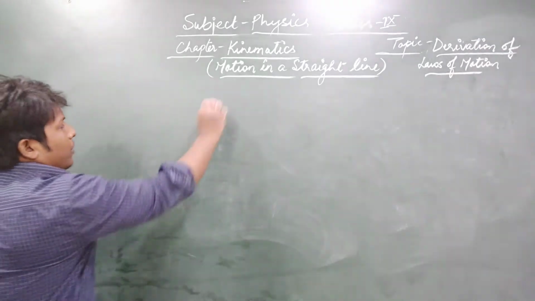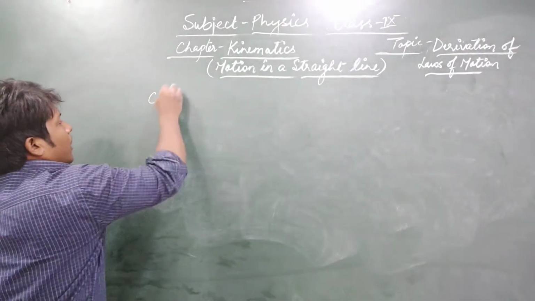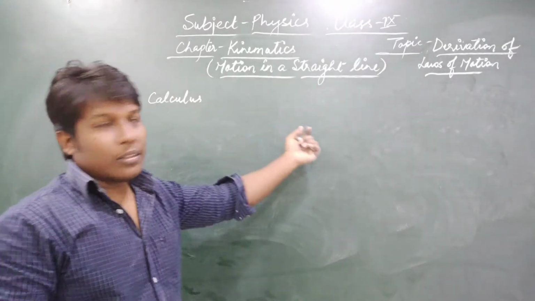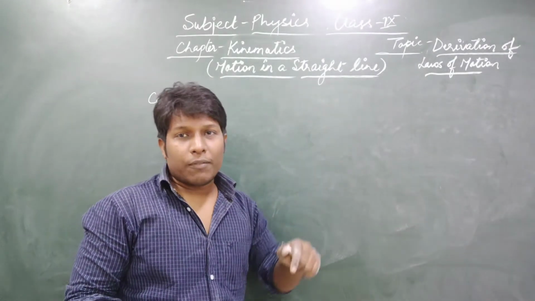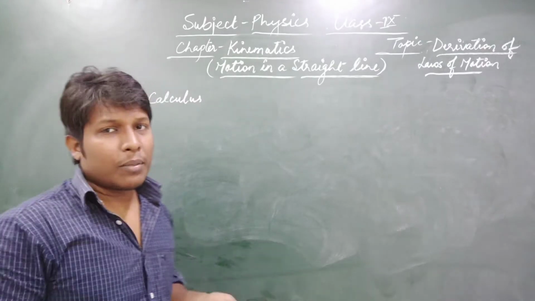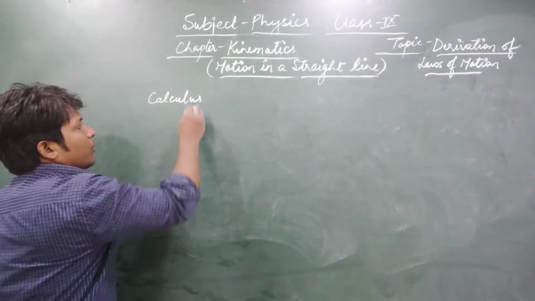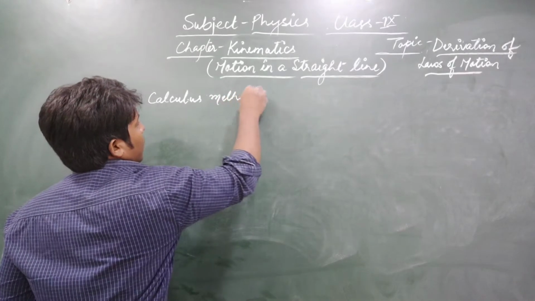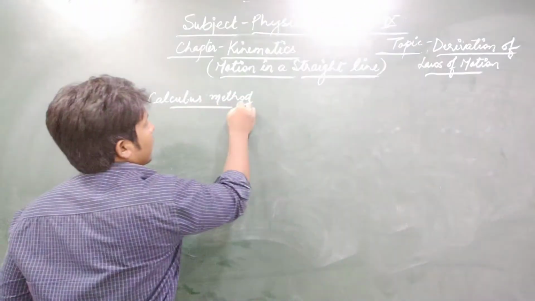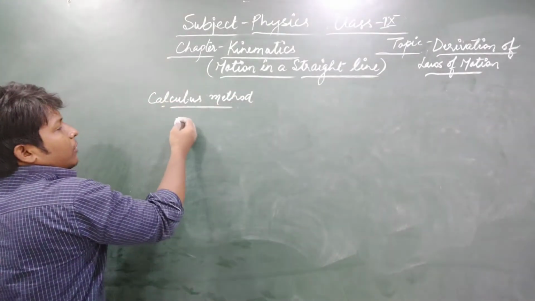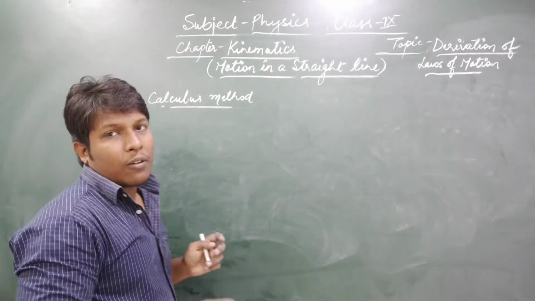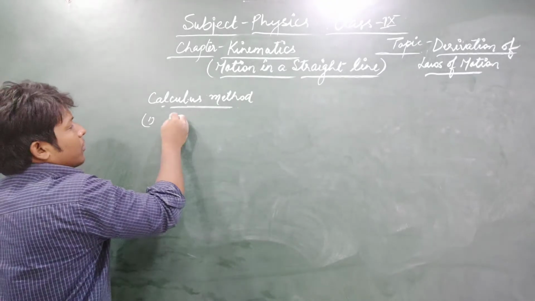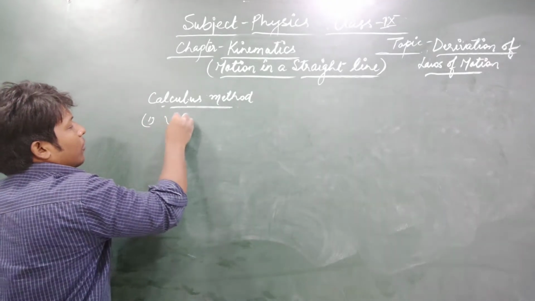So that is the derivation by the calculus method. In class 9 you have already derived the equations of motion by the graphical method, or by the simple method, but here we will use the calculus method for the derivation of the laws of motion. There are three types of laws of motion, or three equations of motion.